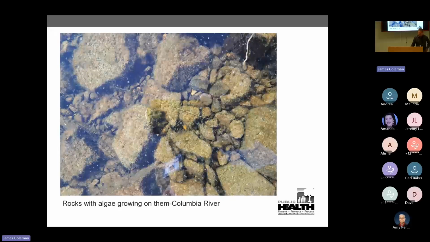And this is a shot from the Columbia River. The kind of brownish material that you see growing on the rocks is another type of algae. And yet you can see that the water here is still very clear. So some forms of algae grow on rocks. It doesn't really make the water turbid or cloudy.